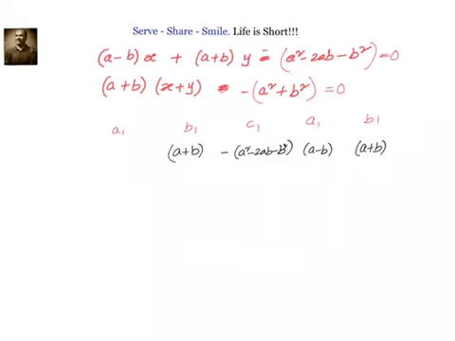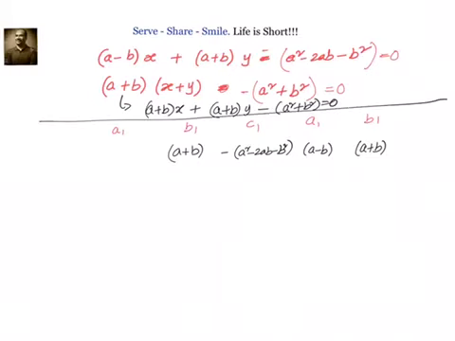Similarly, for the second equation, we will open this equation, we will have a plus b into x plus a plus b into y minus of a square plus b square equal to 0. That means b2 will be a plus b, c2 will be minus of a square plus b square. Then a2 is a plus b and b2 is again a plus b.